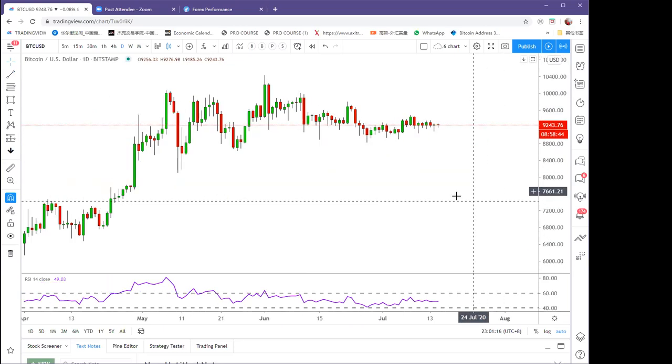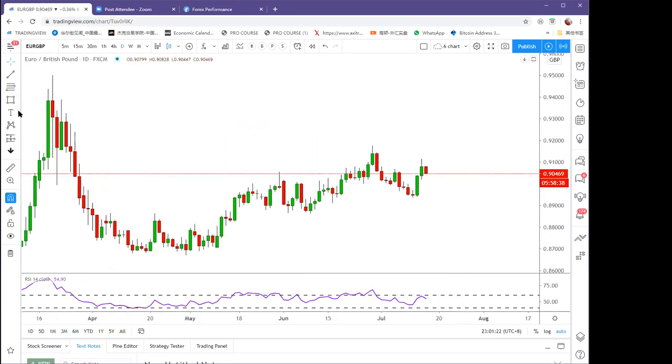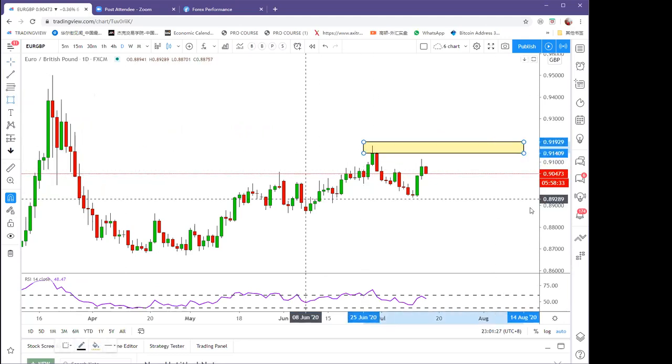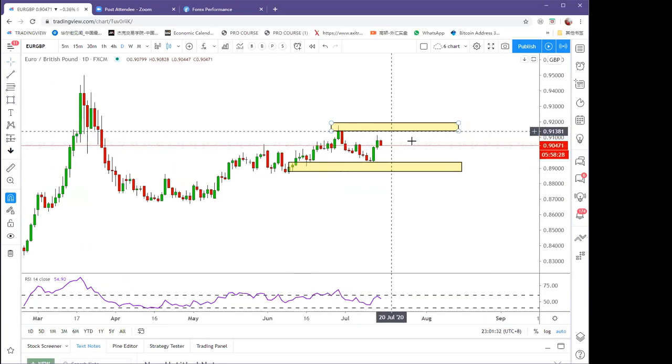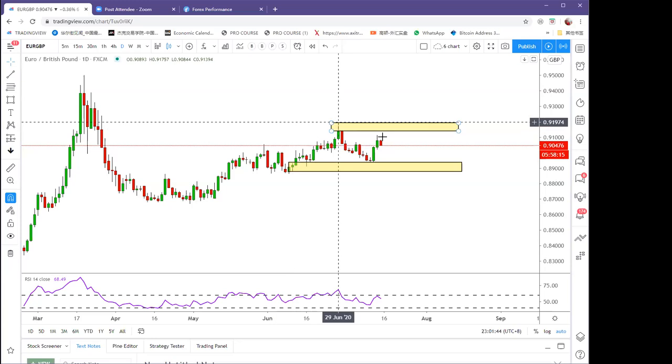Euro sterling. Well, I think Euro sterling is sideways, from 0.89 to 0.91. It's sideways from here. There's not much direction within this period, and I don't think it's a good pair to trade if the dollar index is going one way, because euro and sterling will cancel each other.